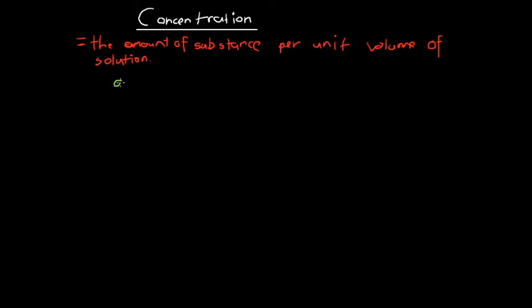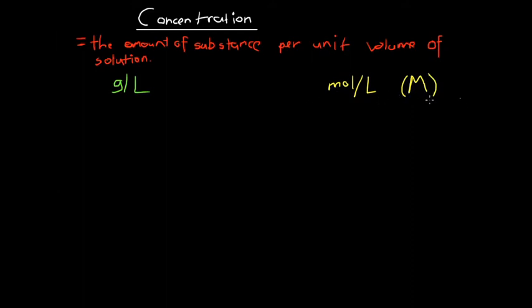We can express it in grams per litre, sorry, not grams per mole. So the amount of substance in grams per unit volume in litres of solution, or we can express it in mole per litre. This mole per litre unit is often written as just capital M instead. They mean the same thing, so you can write mole per litre or you can write capital M.